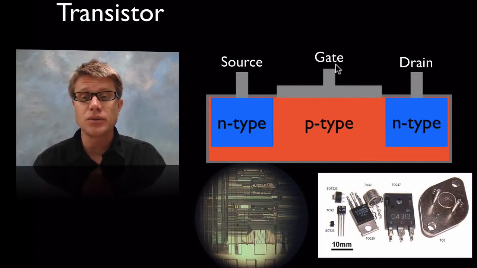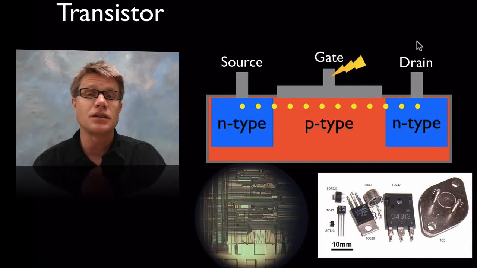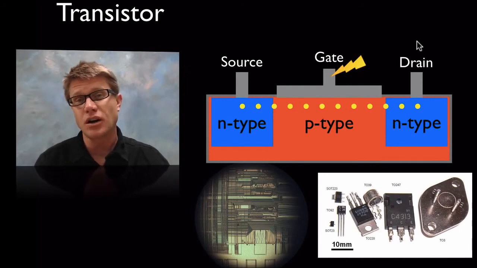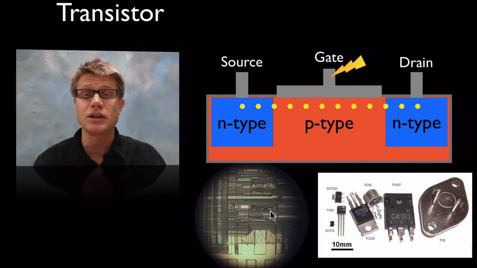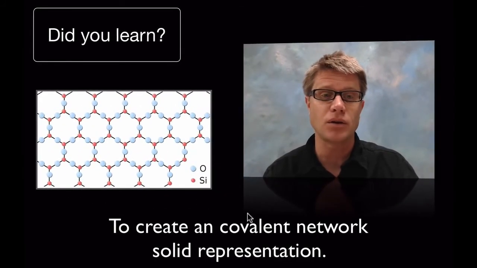And so what we can do is add a little bit of voltage at the gate, and what you get is now electrons are able to flow. So we've got all these excess electrons here, flows through the holes, out the drain on the other side. And what's amazing is we can make these things incredibly small. We call them solid state transistors because they're made of solids. On a typical integrated circuit like you might have in a computer, there might be billions of transistors just on that one circuit. And so this is just an application of that covalent network solid.